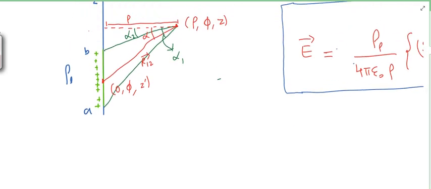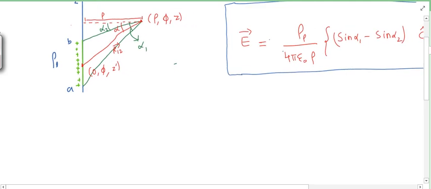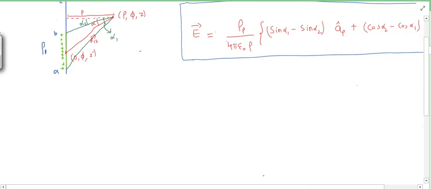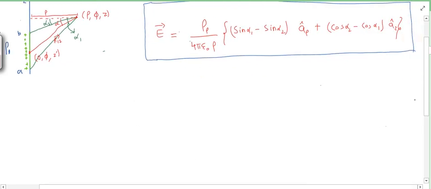which is, if I show you, which is this here.